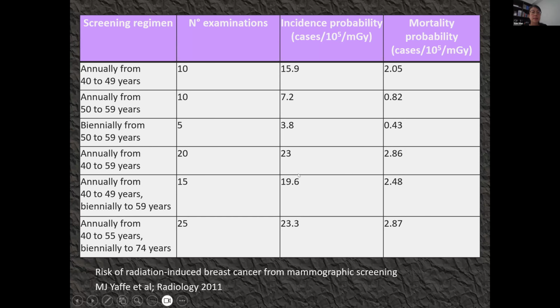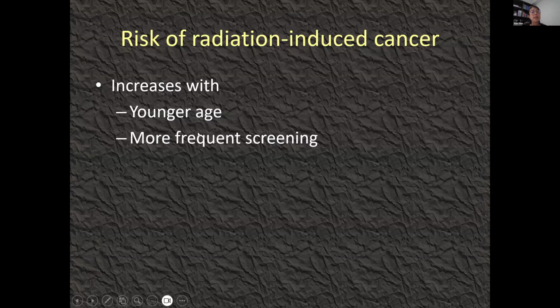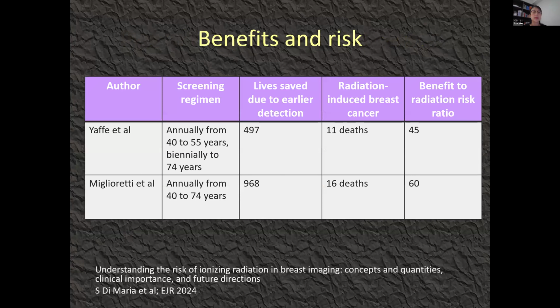So what does this tell us? These two studies tell us that the risk of radiation-induced cancer increases the younger the patient is when she starts screening. And if the screening is more frequent, then the risk increases. However, we have to remember that mammography screening for early detection of breast cancer detects a large number of cancers in their early stage and indeed has been shown to save lives.